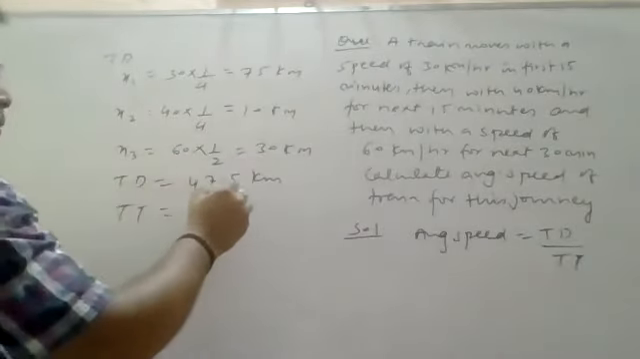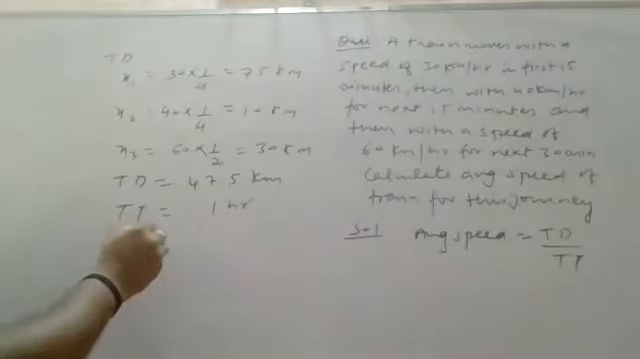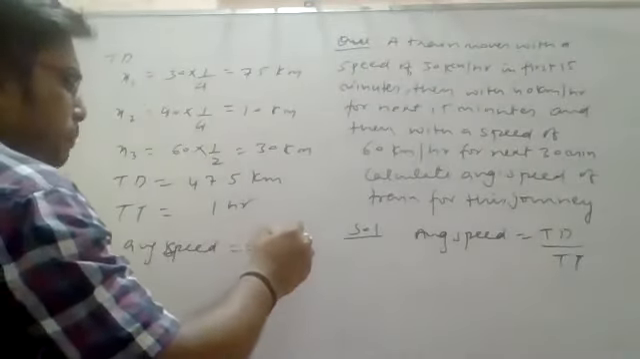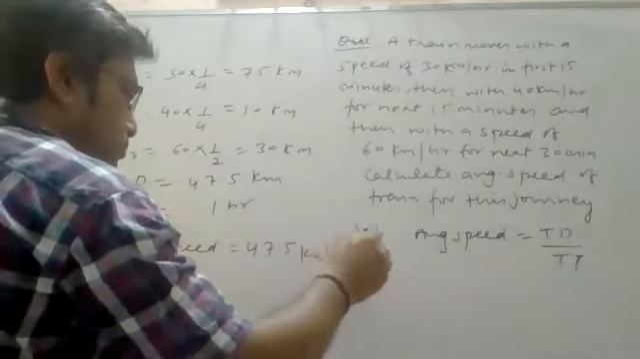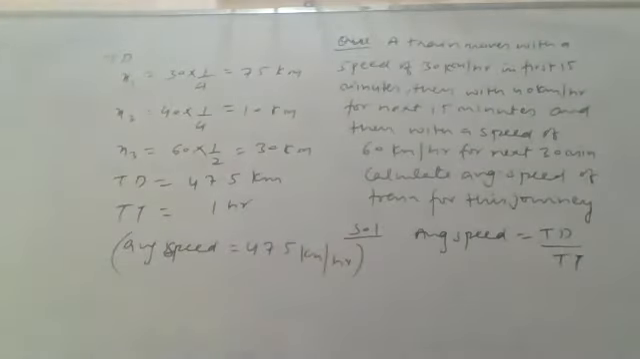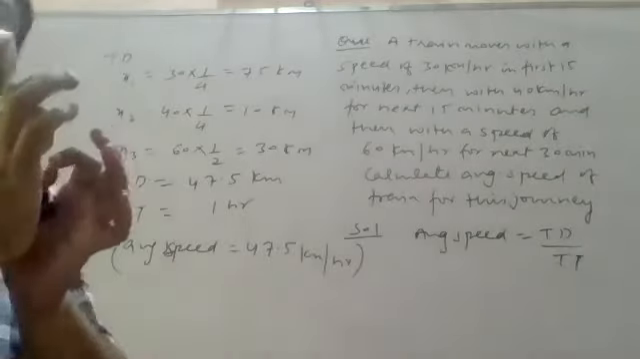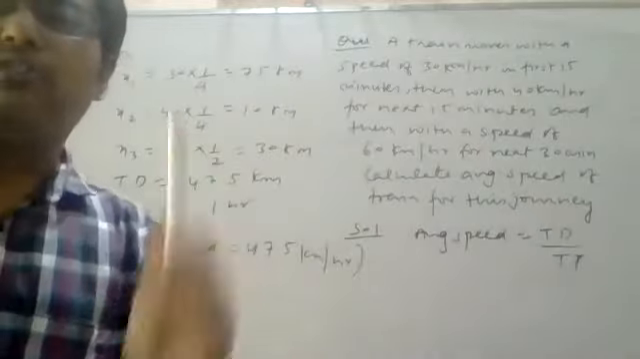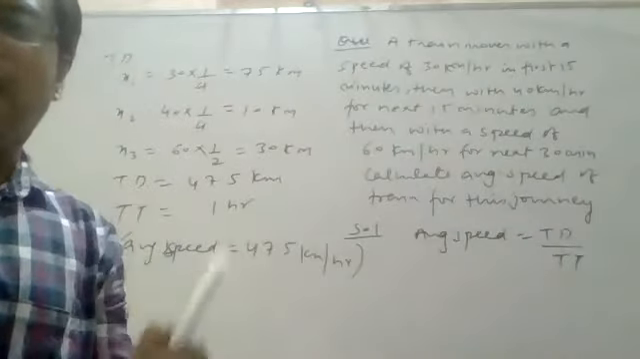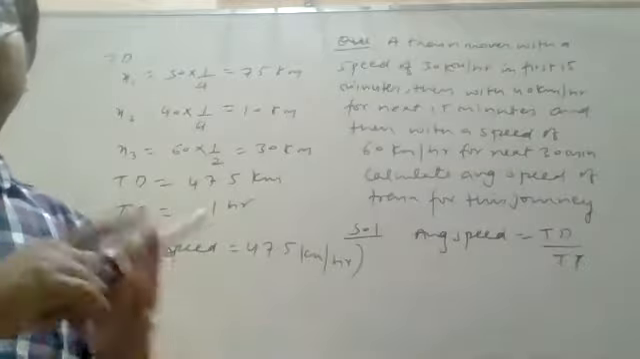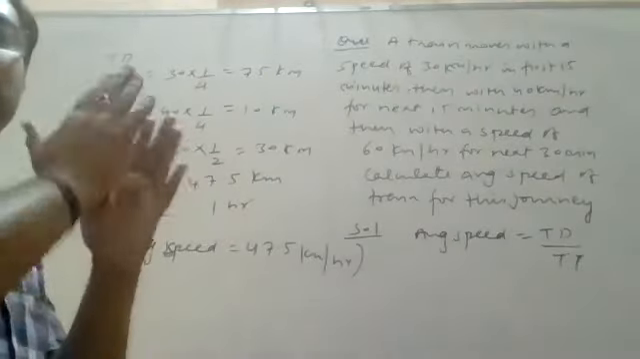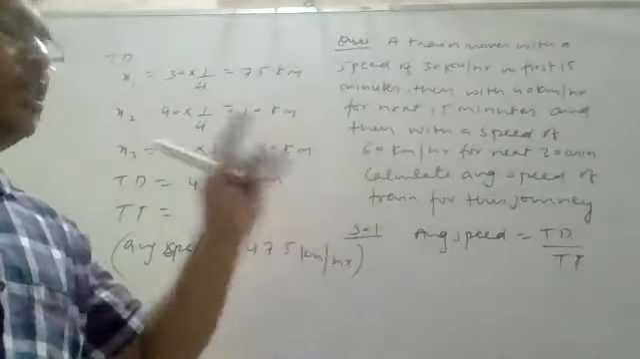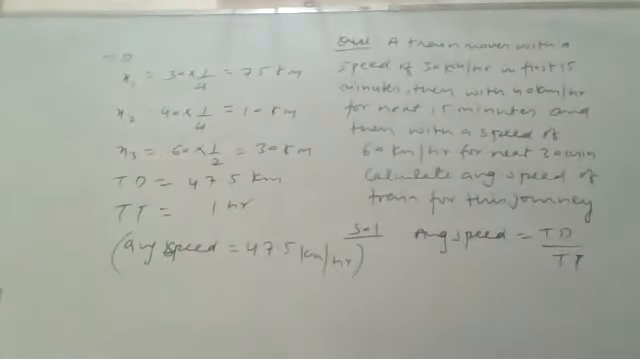And what is my total time? That will be 1 hour. So what is my average speed? Total distance by total time. You will get 47.5 km per hour. We always keep in mind, whenever a question comes for average speed, the concept is total distance by total time. Never ever utilize the format u plus v by 2, that is initial plus final speed by 2. Don't use this concept for average speed. The average speed concept is only total distance by total time. Copy the question.